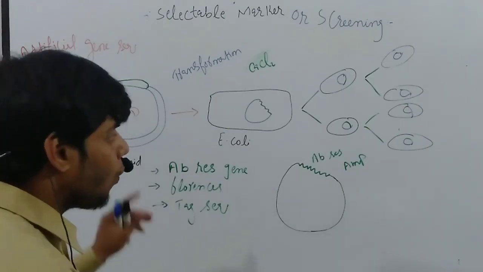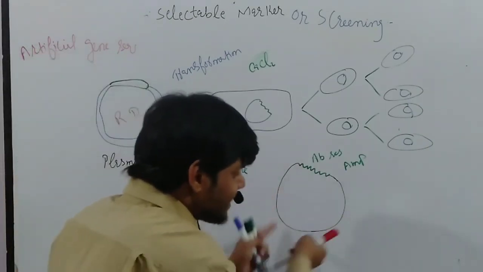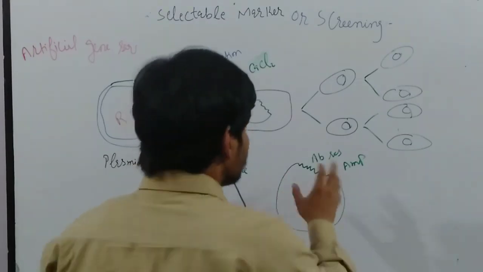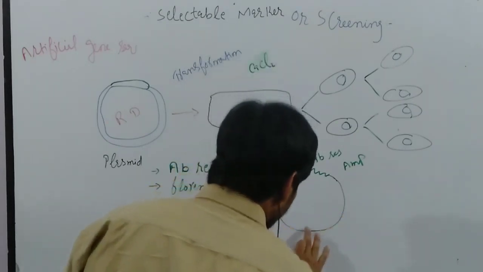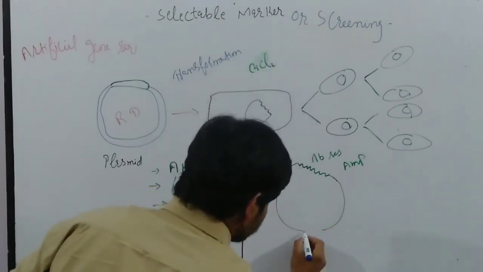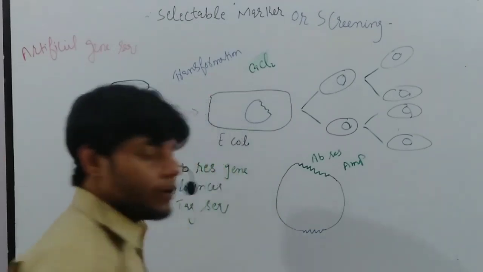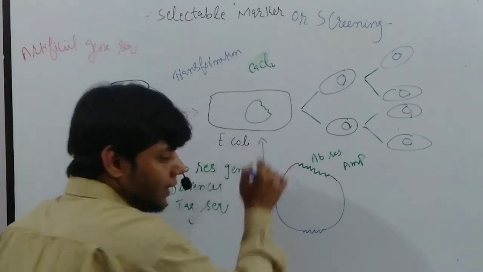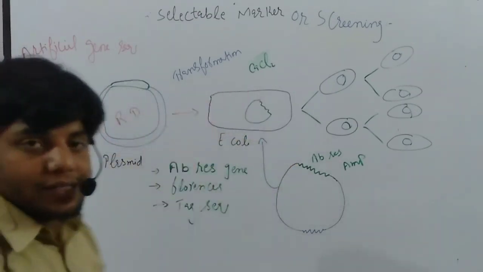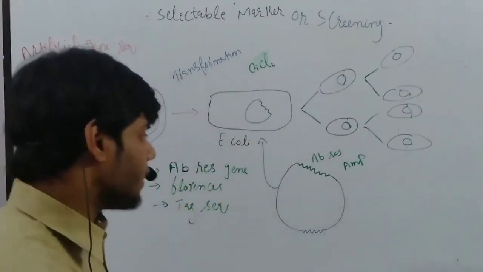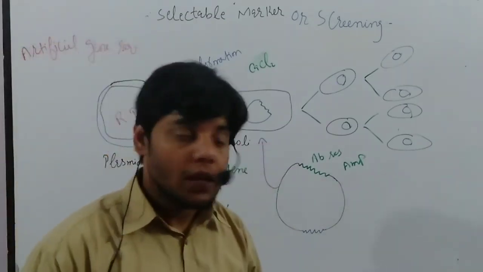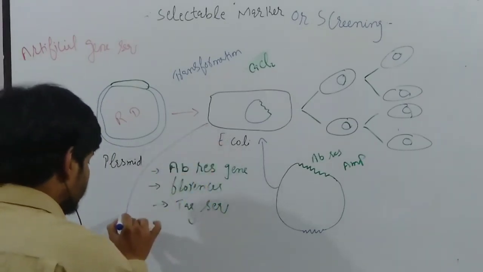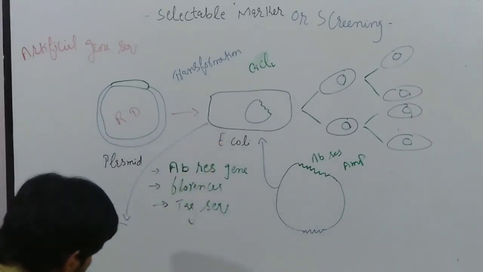This vector contains the antibiotic resistance genes, as well as our gene of interest. So let's say this blue one represents the gene of interest. Now once we internalize this vector inside the bacterial host cell, this cell will divide. And let's say we also grow these cells in a petri plate.